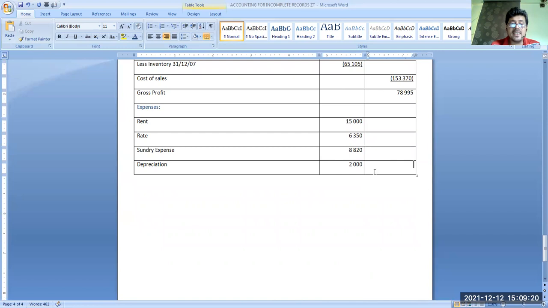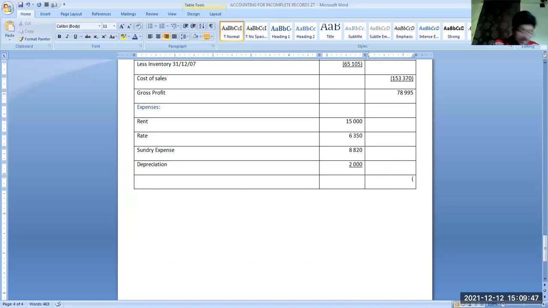Now we'll get total expenses in this column. 15,000 plus 6,350 plus 8,820 plus 2,000. The answer is 32,170, and we'll keep it in brackets. 32,170. This is our total expenses.